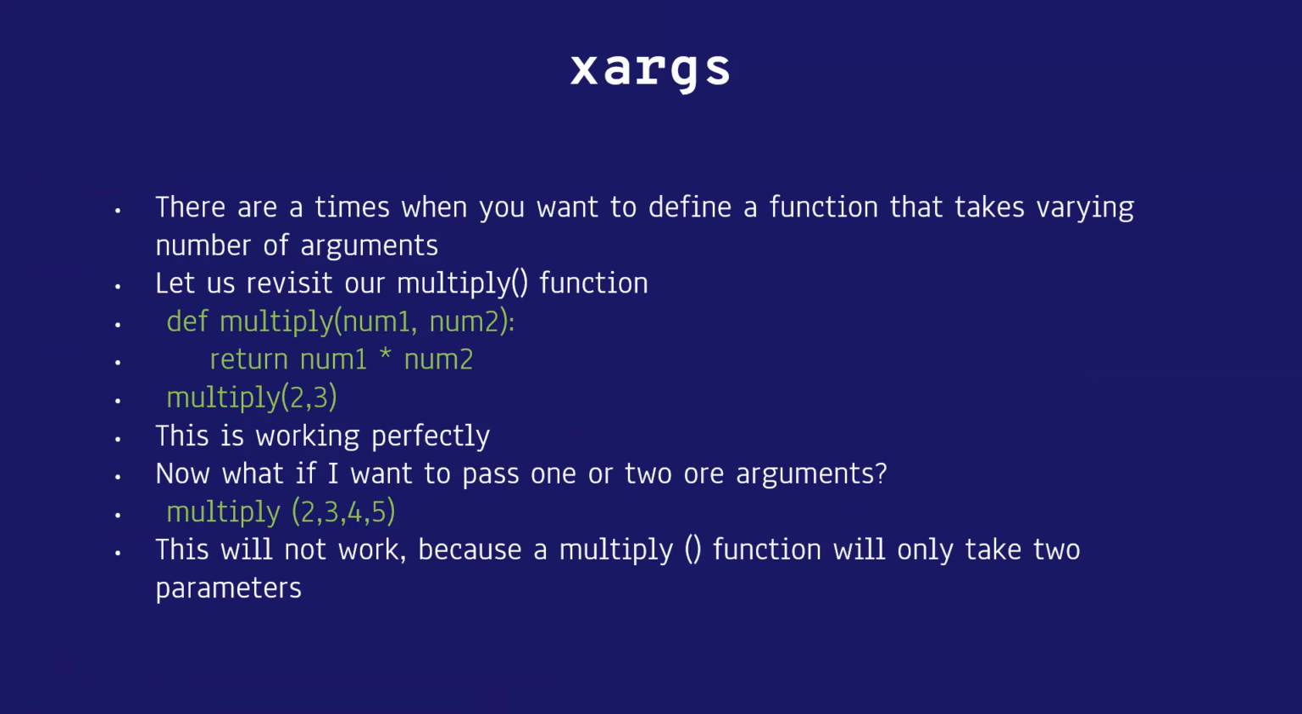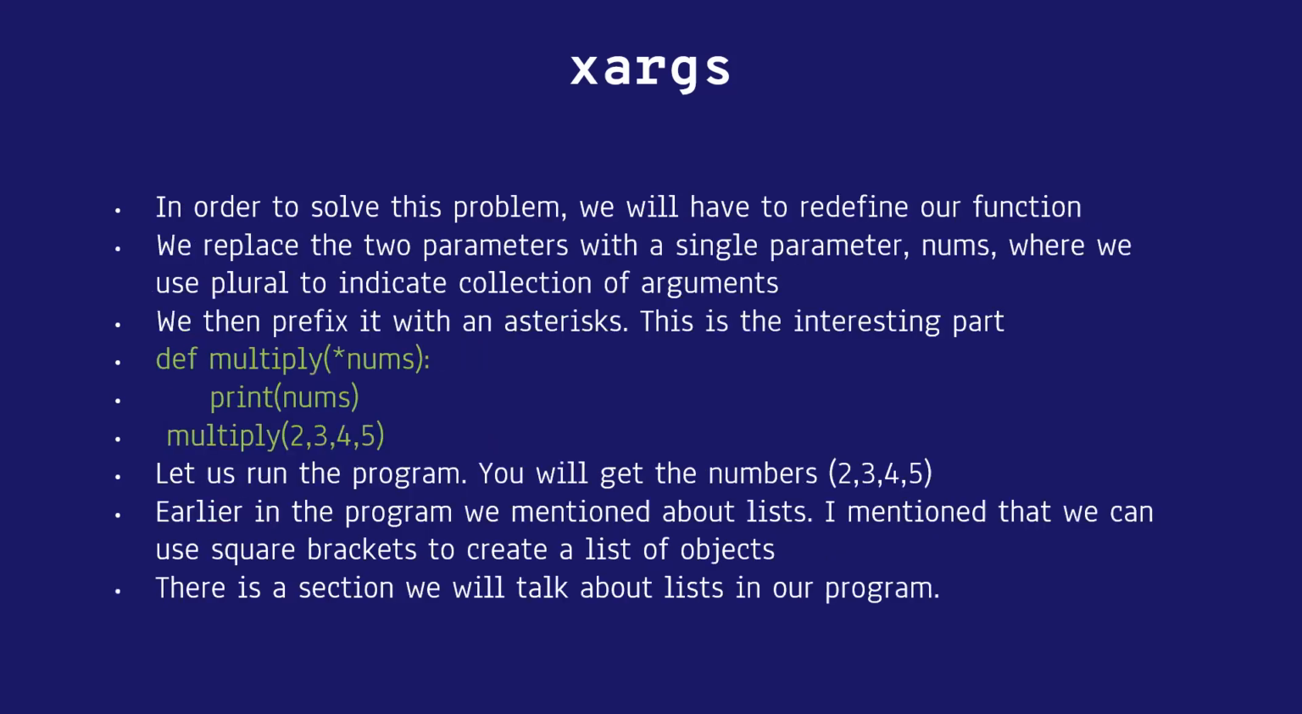Then you multiply 2 and 3. So this is working perfectly. Now, what if we want to pass one or two more arguments, like multiply 2, 3, 4, 5? This will not work because the multiply function will only take two parameters or two arguments. In order to solve this problem, we will have to redefine our function. We replace the two parameters with a single parameter, numbers, where we use the plural to indicate a collection of arguments. We then prefix it with an asterisk. This is the interesting part.